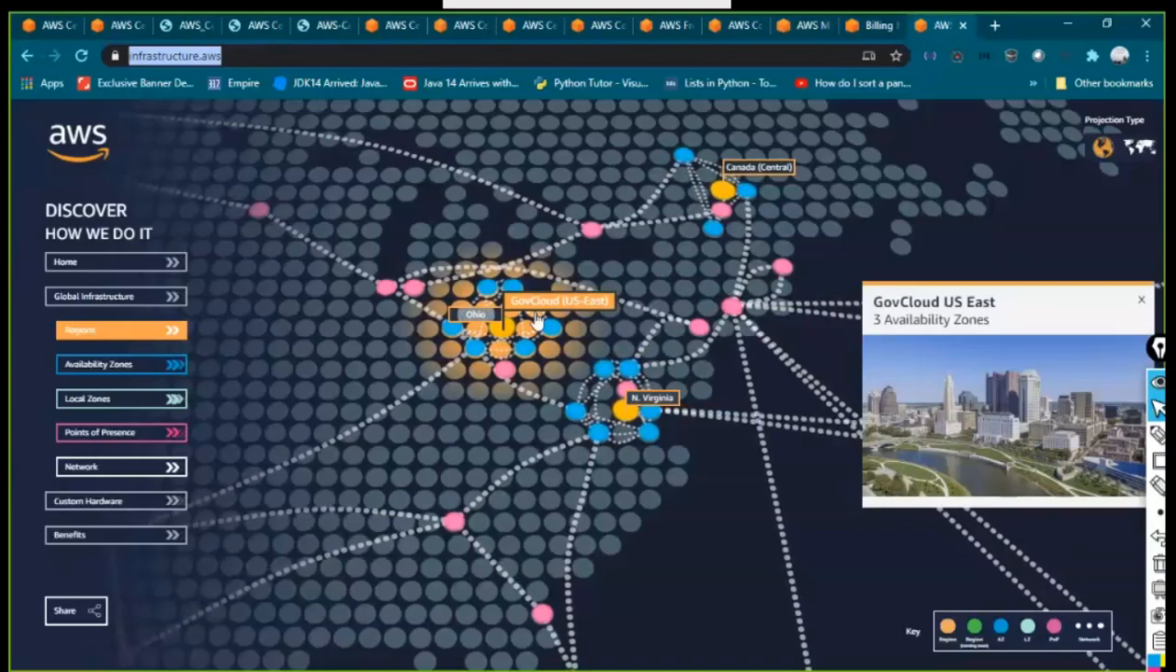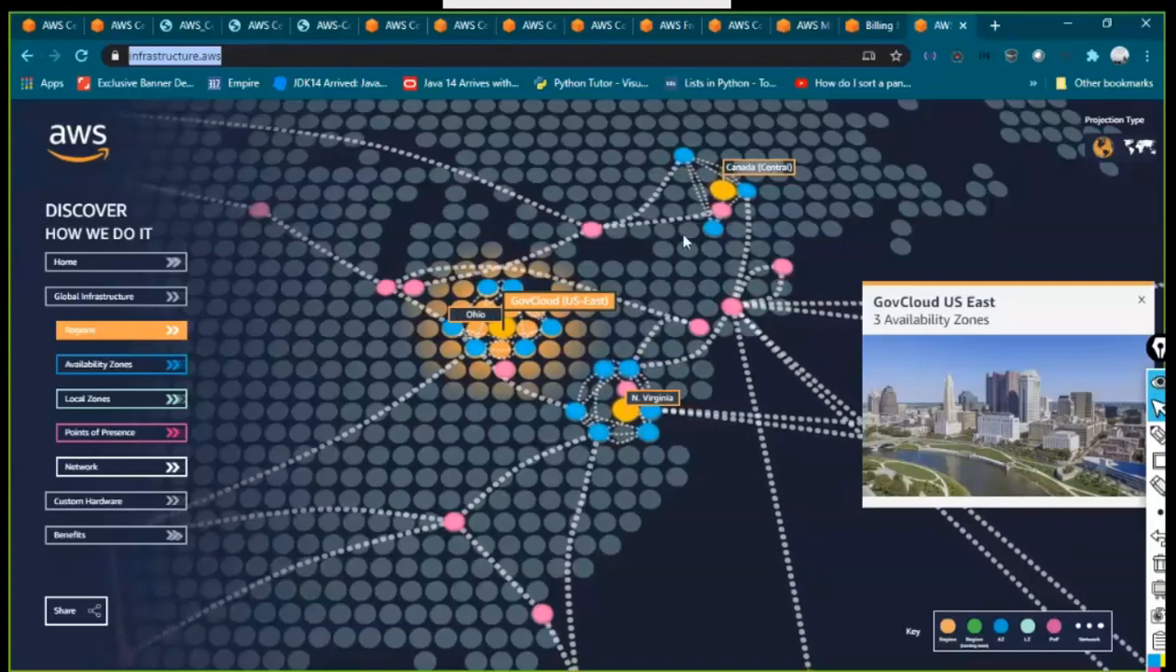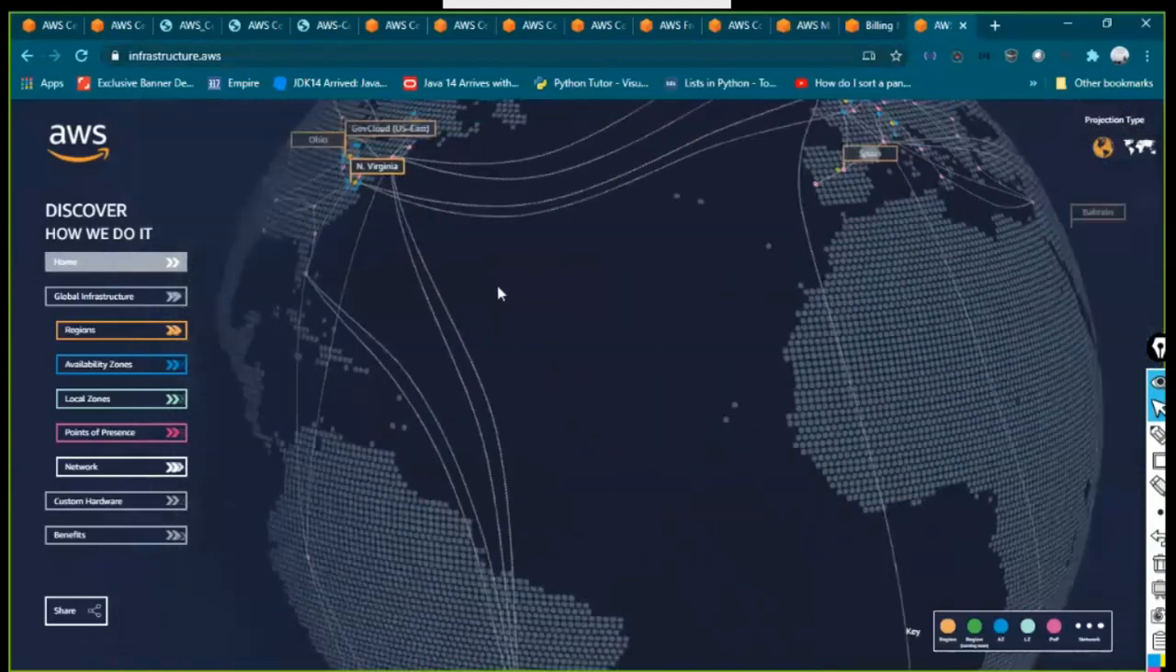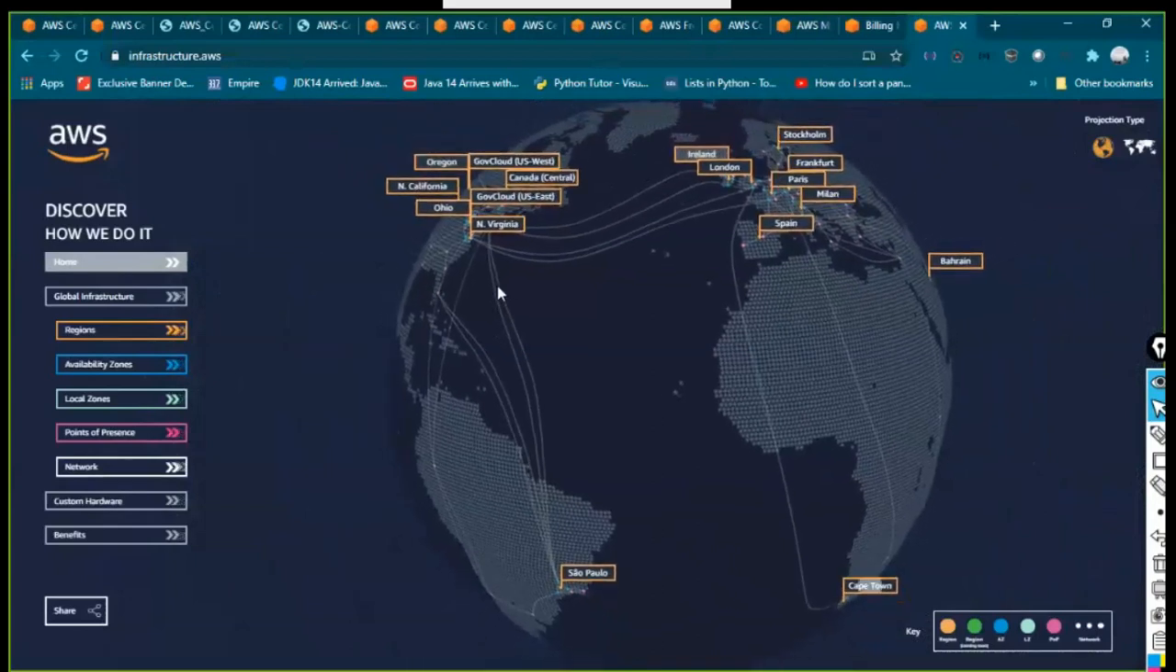So it's vast. AWS is absolutely vast. That's why AWS is number 1 in the cloud platform. It's massive actually. The number of services that they offer is massive.